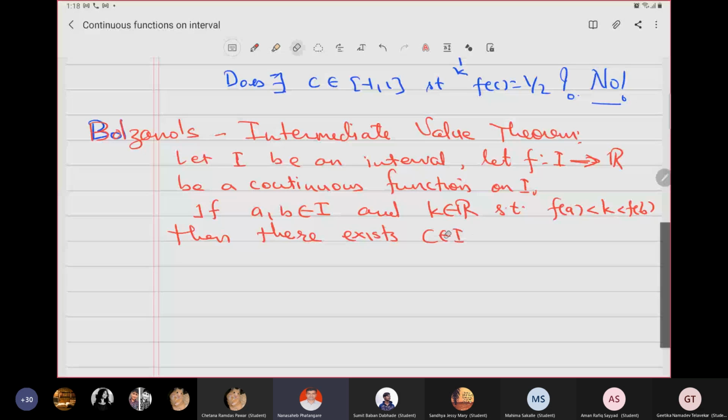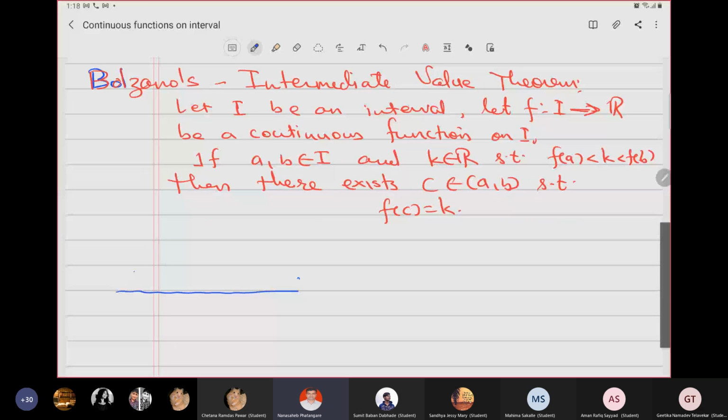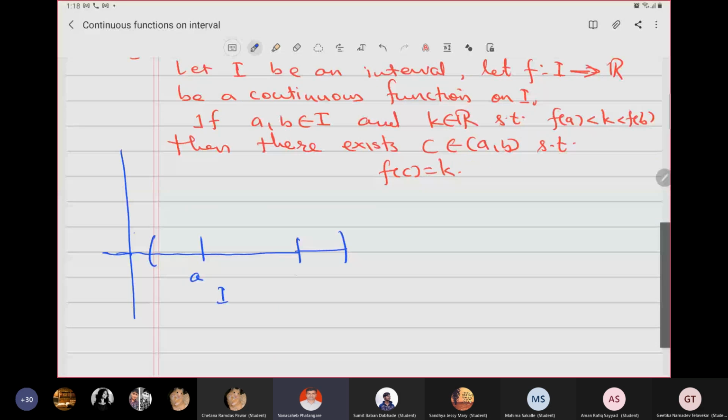Okay, now try to understand the statement carefully. So what is given? I is an interval. No matter what type of interval it is, closed or bounded, it doesn't matter. It is just an interval, whatever I is. In that, look at a and b. A and b are any two points in I. Now the function is a continuous function on this interval I. Now the value of the function at a and the value of the function at b.